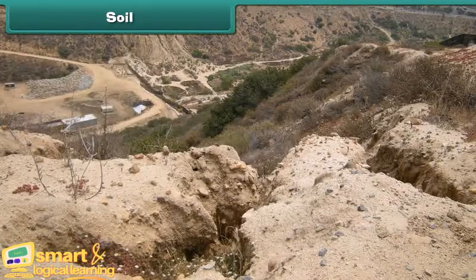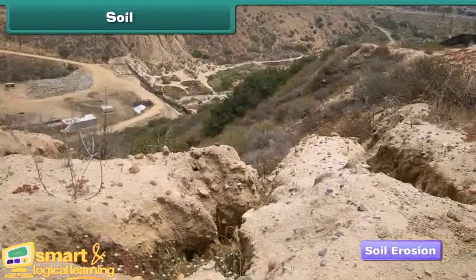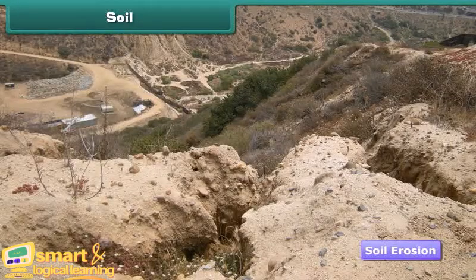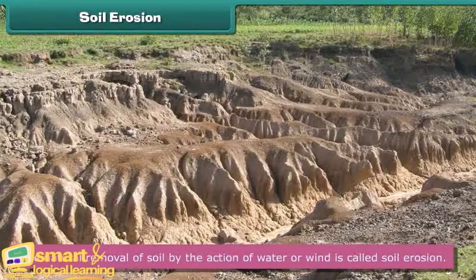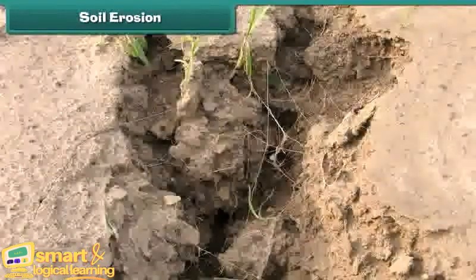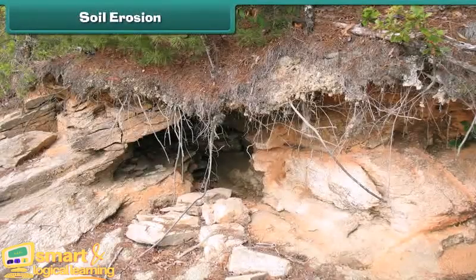But the fertility of soil has decreased significantly. This is mainly because of soil erosion. Come, let us learn about it. The natural removal of soil by the action of water or wind is called soil erosion. Look at the images. The disappearance of the topmost surface and large ditches in the ground are the signs of soil erosion.